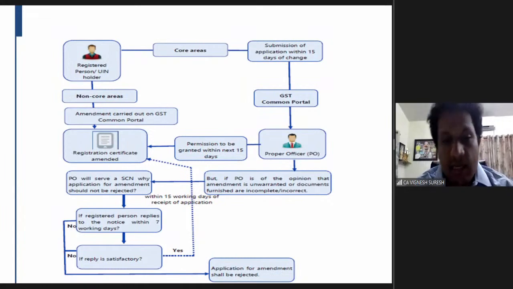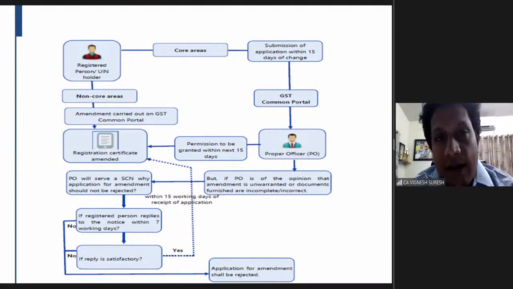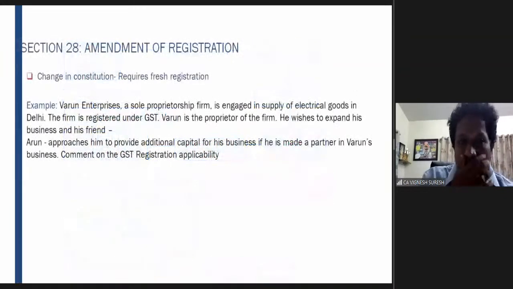Then within 7 days, the registered person will reply for that. If the reply is satisfactory, he will amend the registration certificate. If it is not satisfactory, he will reject the application for amendment of registration. This is the process of the application for amendment of registration for both the core areas and the non-core areas.